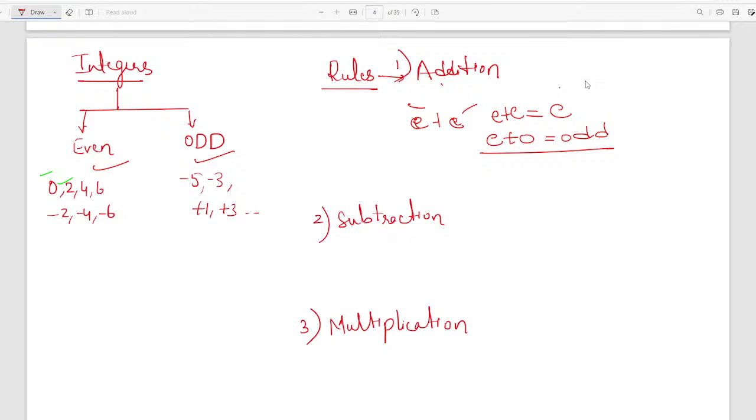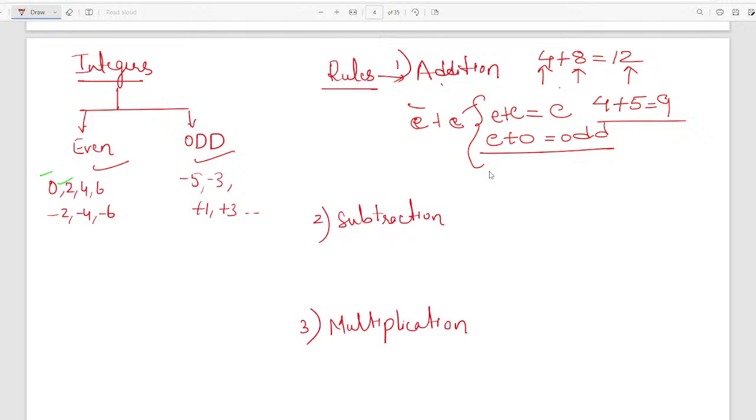For example, you can take 4 plus 8. 4 plus 8 would give you 12. 4 is even, 8 is even, and 12 is also even. But when you're adding an even, that is 4, plus an odd number 5, you would get an odd number, that is 9. So this is true always. Even plus even is even, and even plus odd is odd.